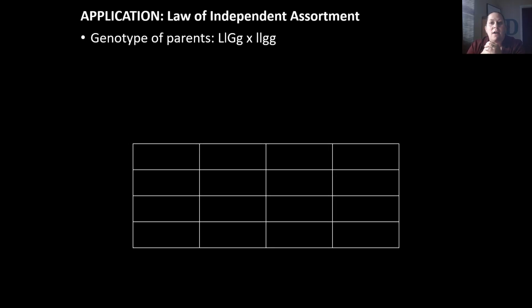So let's do our law of independent assortment here. Okay. Here are our parents. I have a big L, little l, big G, little g. So this is a long-winged, gray-bodied fly. And I'm crossing it with a short-winged, black-bodied fly because there's two little l's and two little g's.